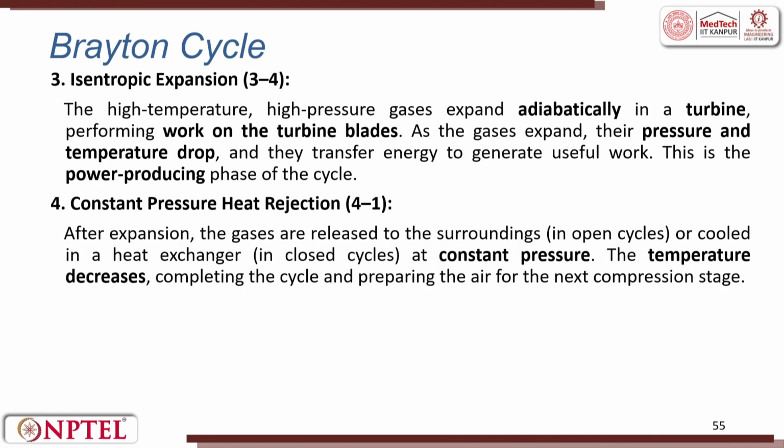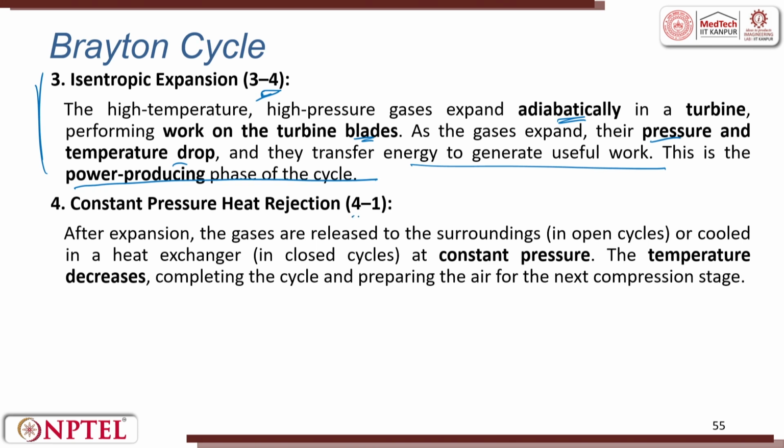Okay. So, then it is isentropic expansion. The high temperature, high pressure gas expands adiabatically in a turbine, performing work on the turbine blade. As the gas expands, the pressure and temperature fall, and there is an energy transfer to useful work. This is called the power producing phase of the cycle. So, 3 to 4 is isentropic.